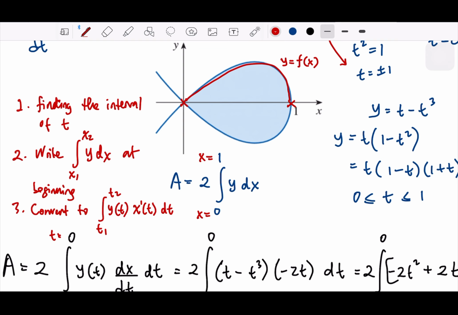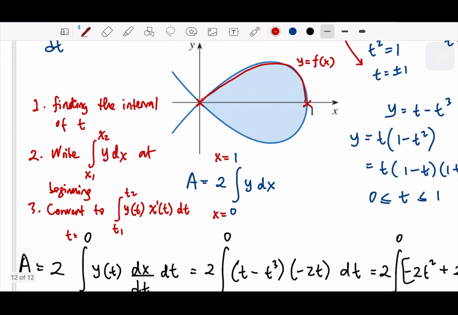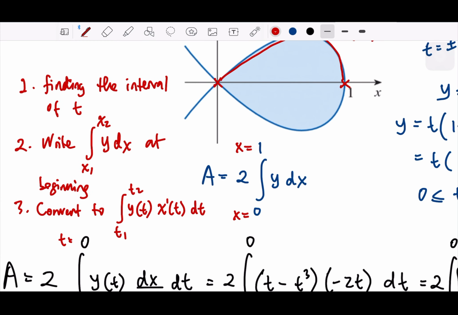Okay, so first probably write either 1 or 2, write the integrations, find the interval of t, and then convert the integrations to the parametric integral. Okay, so you change all into t. The variable will be t, so from x to t. But sometimes maybe it can also be dy, so you can adjust by yourself. So if dy, then it should be x(t) dy/dt.